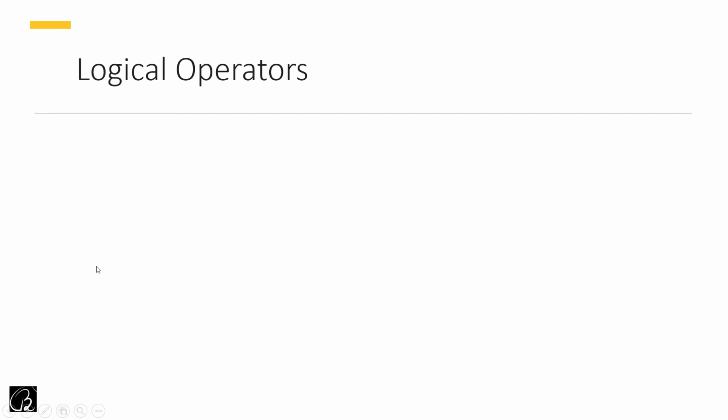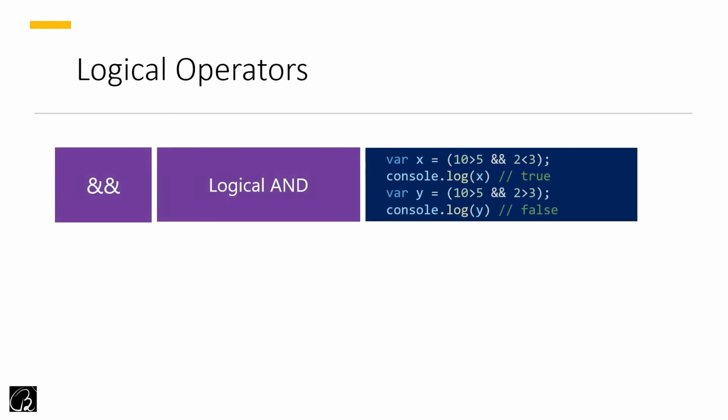The next one is logical operators. This is a very important operator. In real life, you will be using this a lot in real or practical projects. The first one is logical AND, that is double ampersand. I'll be showing you some examples, but let's see what I have shown you over here.